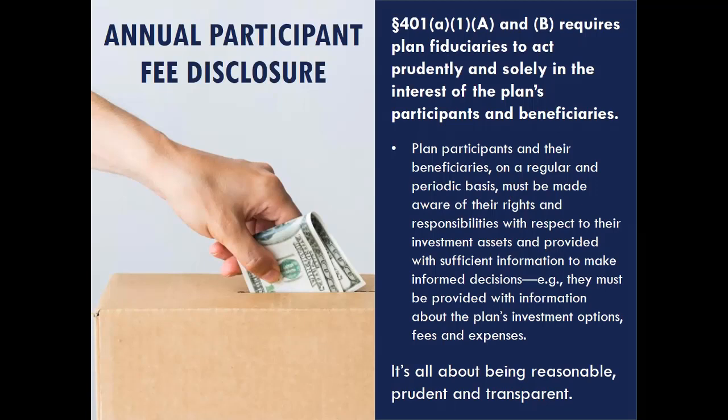Sections 404(a)(1)(A) and (B) require fiduciaries to act prudently and solely in the interest of the plan's participants and beneficiaries. So I'm going to let you read the details here, but I'm going to cut to the chase. What you want to do is ask yourself this question: am I, as a plan fiduciary, being reasonable, prudent, and transparent with the way I'm managing this plan?